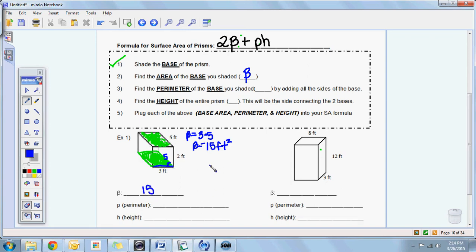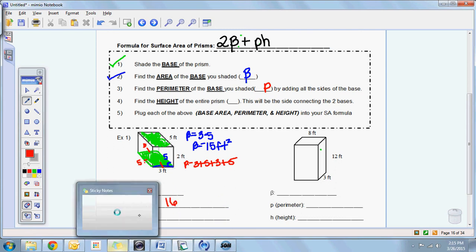Now your job is to find the perimeter of that shape that you shaded. So I need to find the distance around that shape by adding all the sides of that base. Remember the rules for the rectangle. If this is 3, then this back here is also 3. And if this is 5, then this is 5. Okay, that's the rule for parallelograms or rectangles, right? So to find the perimeter, I'm going to do 3 plus 5 plus 3 plus 5. So when you do that, we get 6 plus 10, so I get 16.